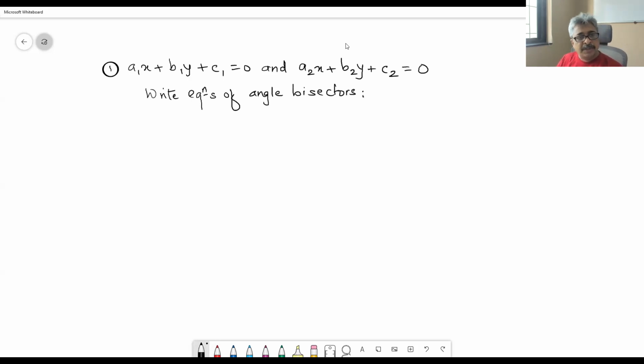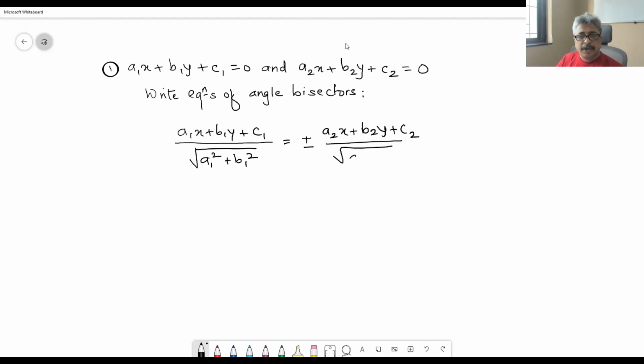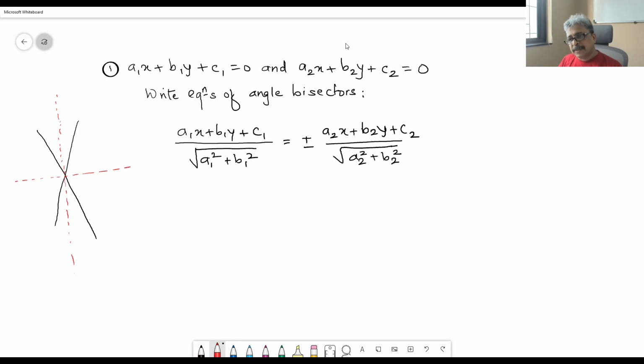And we know that the angle bisectors are (a1x plus b1y plus c1) divided by radical a1 square plus b1 square is equal to plus or minus (a2x plus b2y plus c2) divided by radical a2 square plus b2 square. Okay, so there are two. If there are two lines, there are two angle bisectors. And we know by geometry, these two angle bisectors are going to be perpendicular to each other. If we find out the slopes of these two lines, m1 m2 is bound to be -1 in this case also.